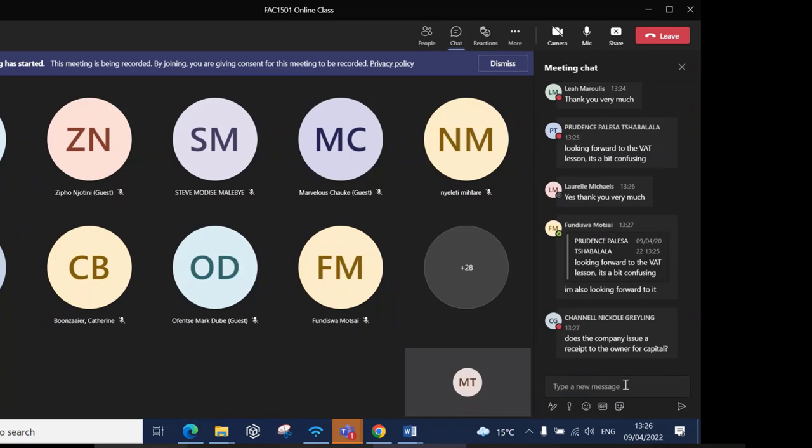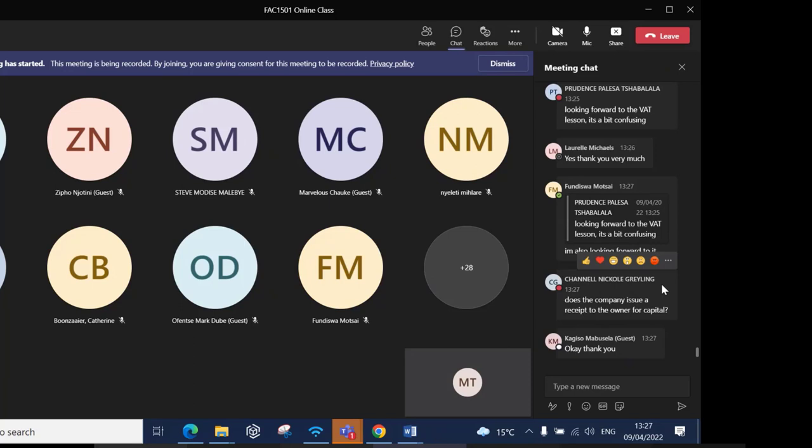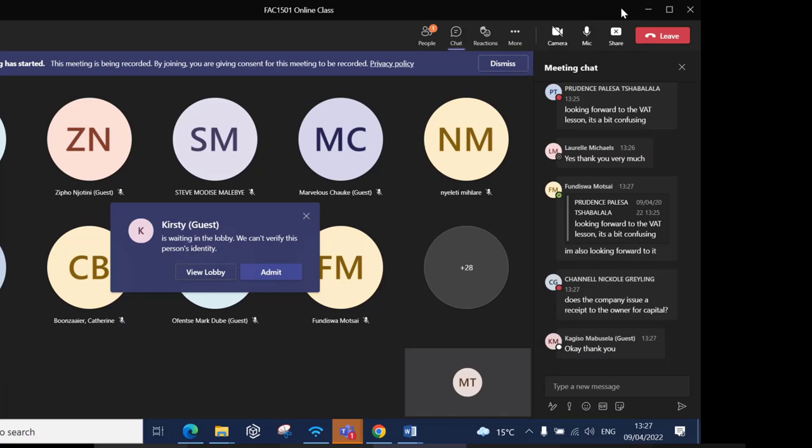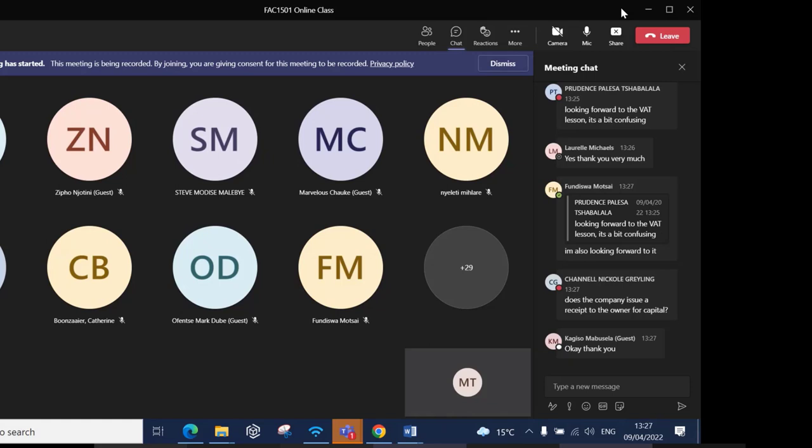Does the company issue a receipt to the owner for capital? Chanel is asking that. It will depend. Let's put it in a practical example. You form a company whereby you buy and sell stationery. You have 50,000 in your personal account, and you transfer 50,000 out of your personal account into your business account.